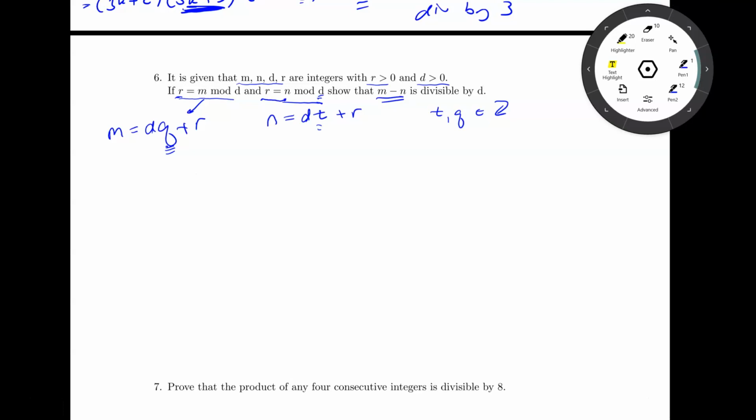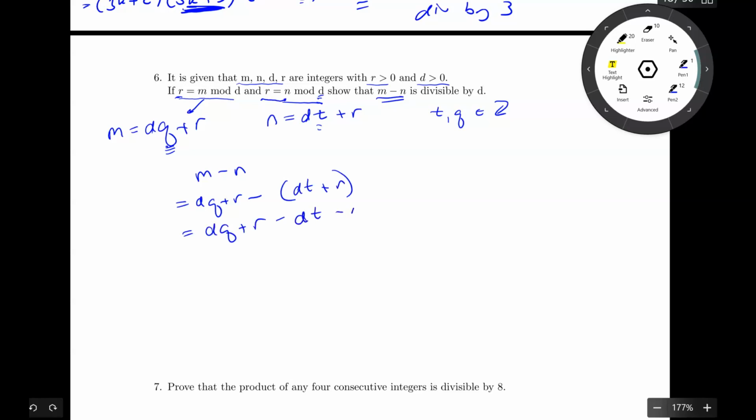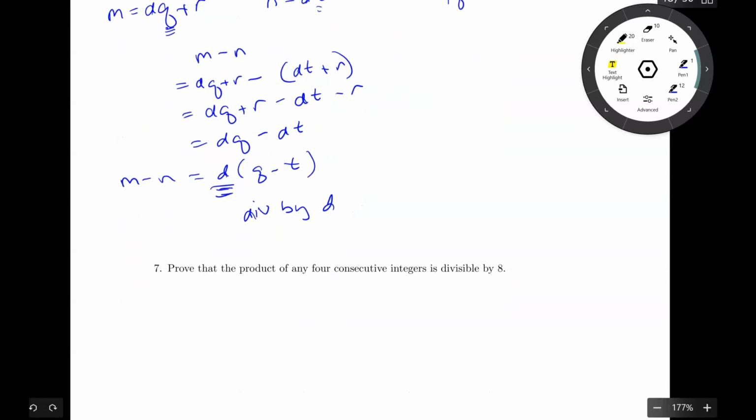All right, let's do it. m minus n, so substituting in dq plus r, subtract dt plus r, distributing. Oh, look at that. What happens to those remainders? Those remainders go away. So what am I trying to show? That it's divisible by d? I can do this. So this is m minus n, and this is divisible by d. This is explicitly showing I can pull the d on the outside. Okay, so that was a little bit of a different problem.